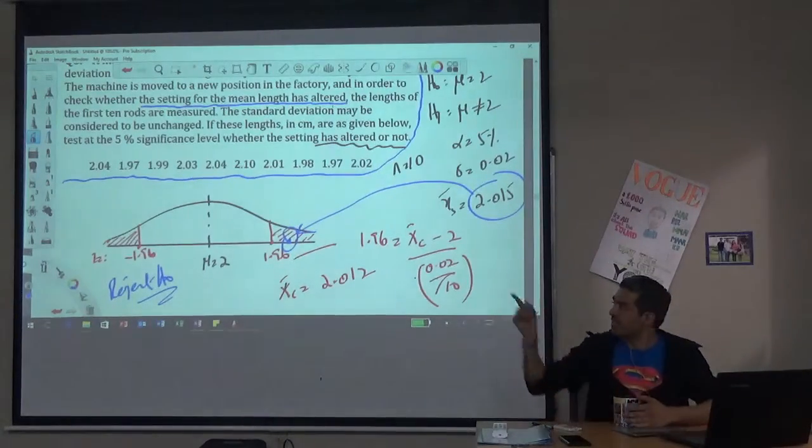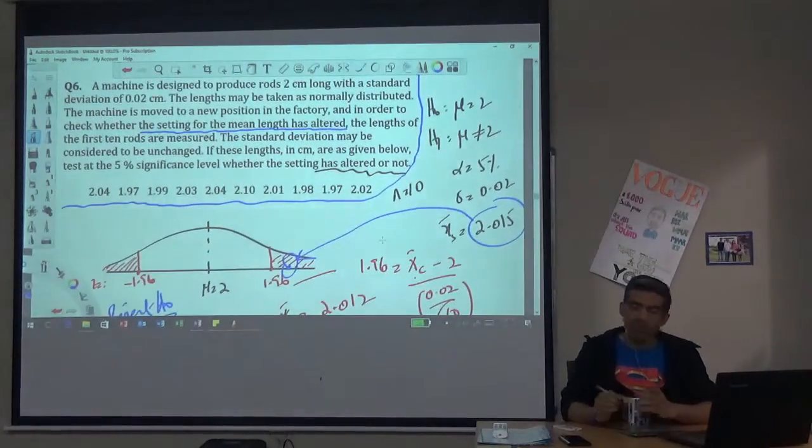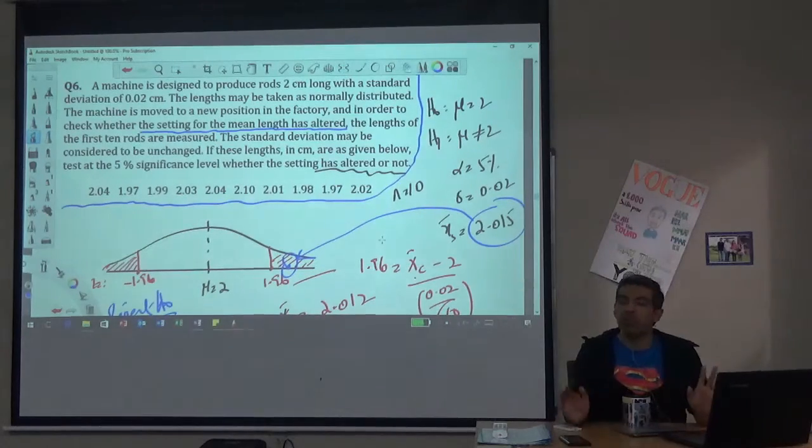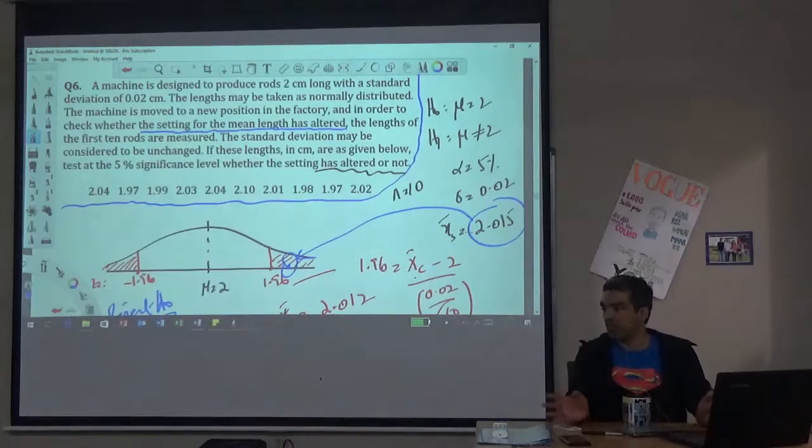Now, let's take this example right here. What you did was you took 10 rods. The mean was always known to be 2 centimeters. You felt that by the new positioning of the factory, the mean length has changed. Yes, it is altered, right? So you took upon yourself to take a sample of 10 rods.